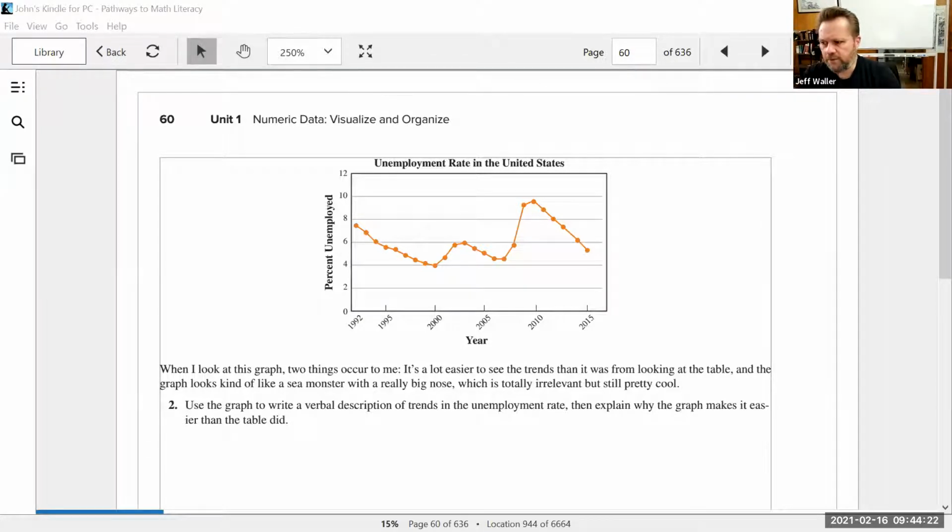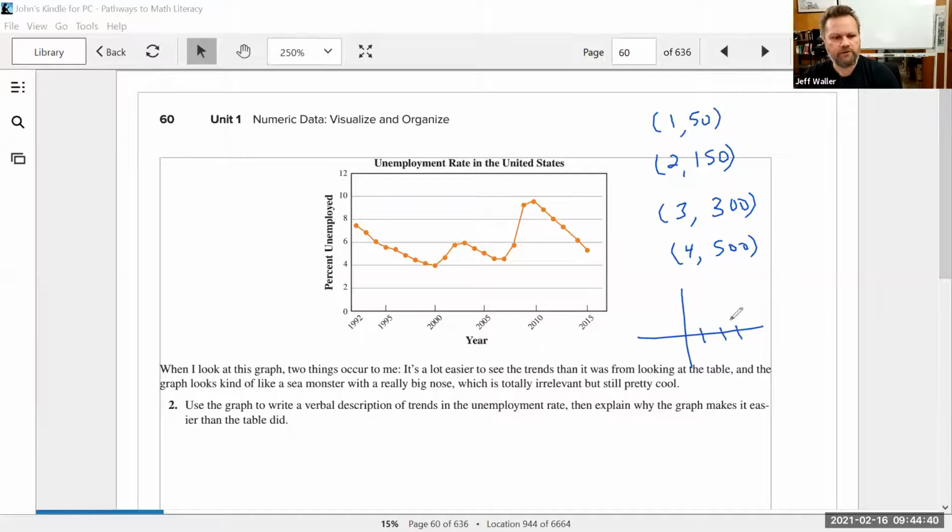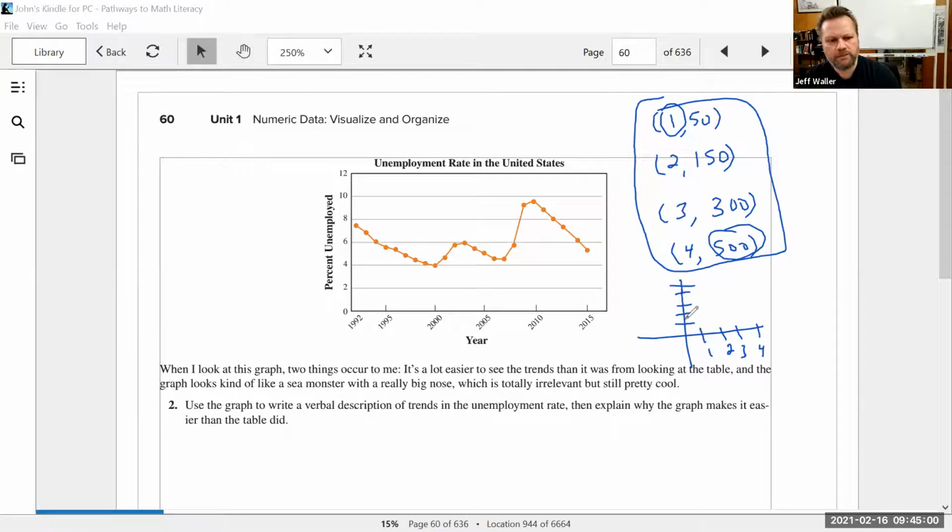So what if I had a bunch of points that look like this? What if I said plot these points? 150, 2, 150, 3, 300, 4, 500. If the x-axis has to be 1, 2, 3, 4, and the y-axis has to be 1, 2, 3, 4, 5, and I got to make it up to 500? Holy shit. Can somebody tell me, if I had to plot these points, I think you all would agree that the x-axis can be going by 1. What should I use maybe for the y-axis scale if I had to plot these points?